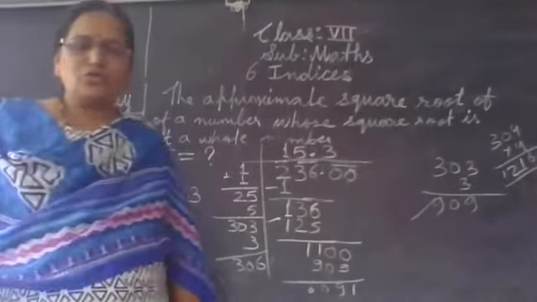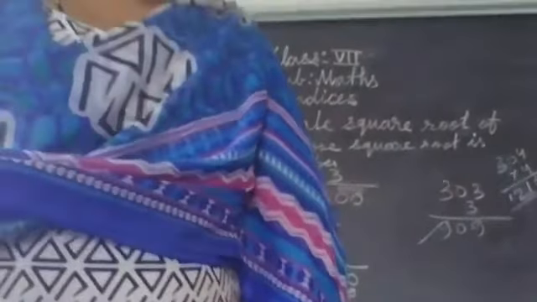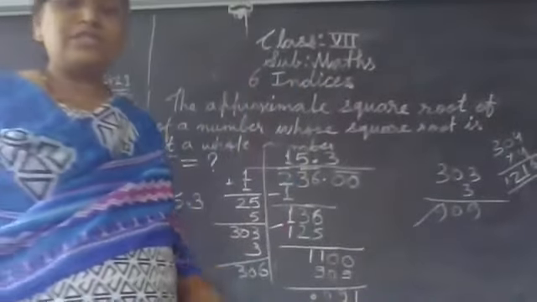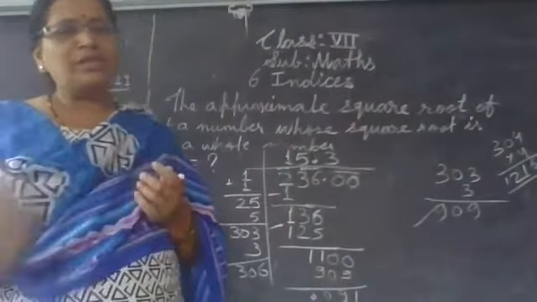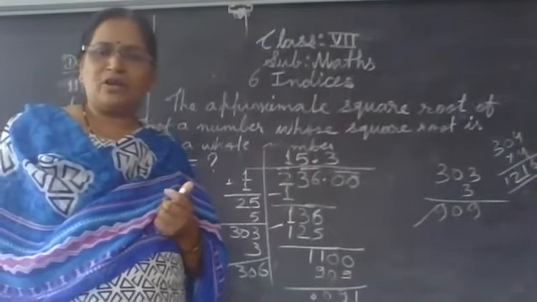Got it, beta? So in this way, you can find the square root of a number which is not a perfect square or a decimal number. Got it, children?